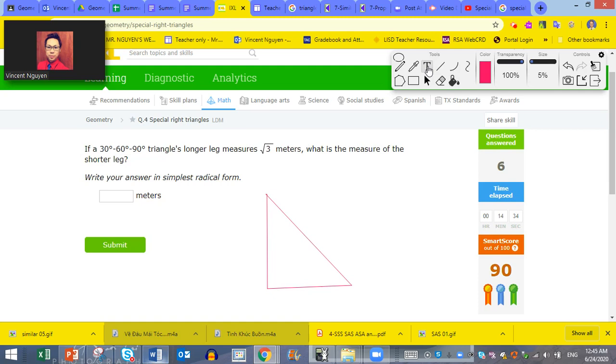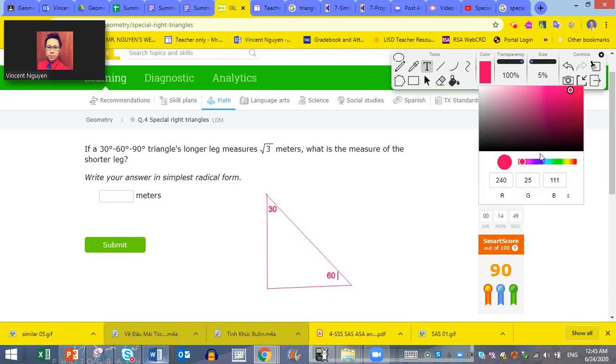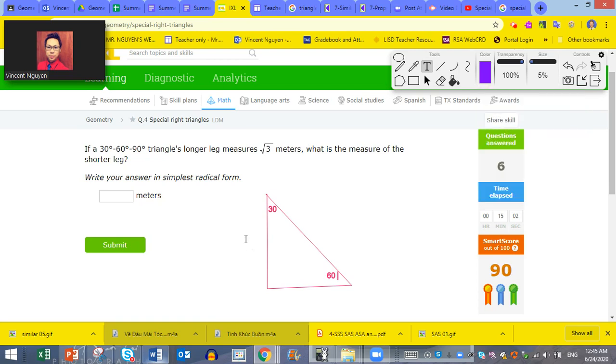Supposedly 30, 60. So let's say this is my 30 angle. I'm going to put 30 here, which means this is my 60 degree angle. Now I'm going to change color just to be fancy, and label my long leg. Remember, I'm drawing this triangle and you're asking which one's the long leg? Well, the long leg is right across from the 60 degrees, so it has to be this one.